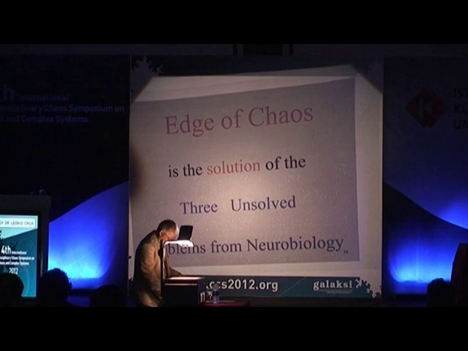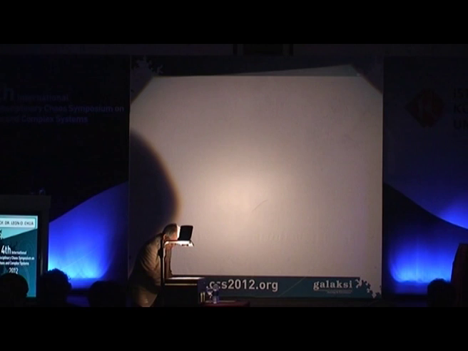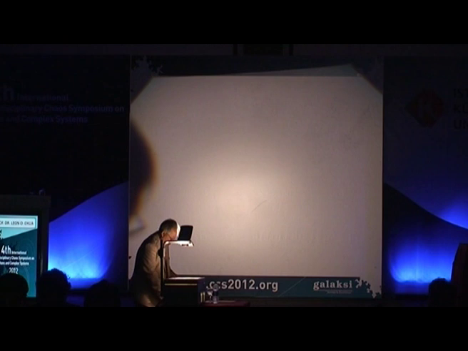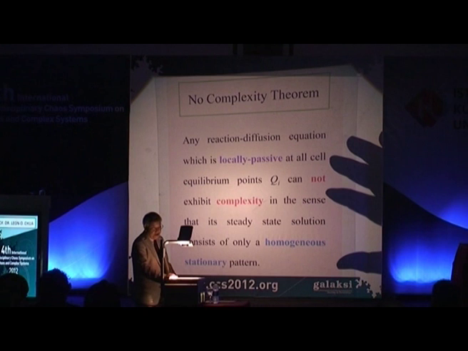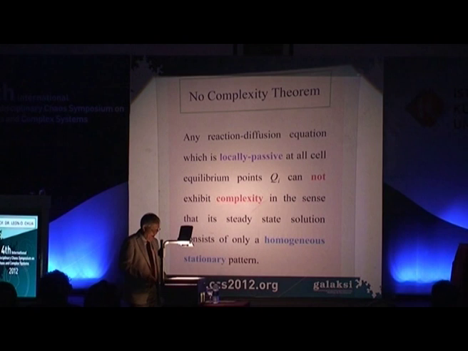And I'm going to conclude by saying that the theory that I have just developed is completely general. At first we start with the converse. Any reaction diffusion equation which is not locally active at all cell equilibrium points cannot exhibit complexity, meaning it has no pattern, in the sense that its steady state solution consists of only homogeneous patterns. So you've got to be locally active. And in particular, you've got to be on the edge of chaos.